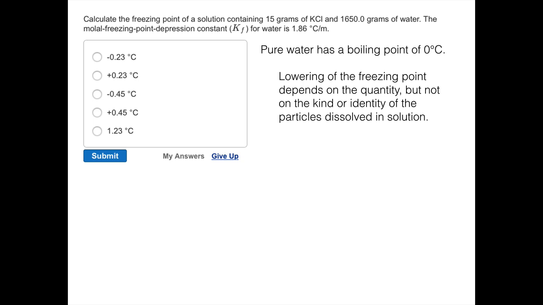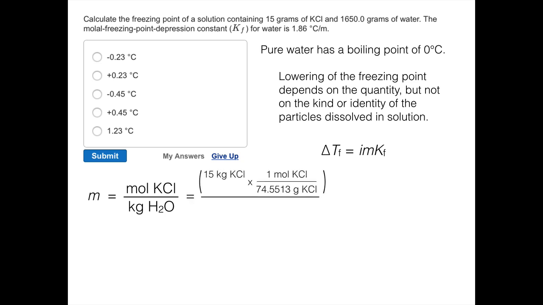So we need to figure out how many particles we have in solution, and we can then use the formula delta TF equals I times M times KF. The molality of this solution is going to be the moles of the KCl per kilograms of water. We can convert our 15 grams of KCl to moles using its molar mass, and then divide by 1.6500 kilograms of water. That gives us a molality of around 0.12.